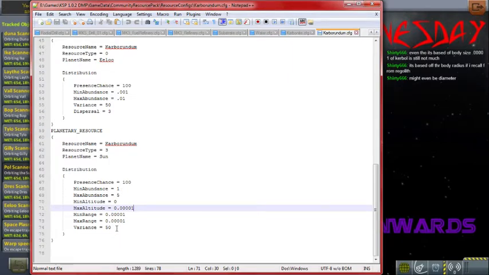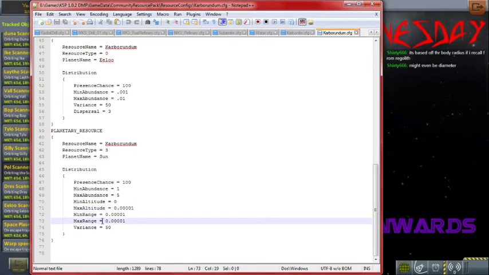Can somebody go onto the KSP wiki and look up the diameter of Kerbal? That'll tell you the altitude that it goes up to, 1/1,000,000th of its diameter. Unfortunately, I don't have the wiki open at the moment, and if I try and open something while I'm streaming, it may result in disaster.